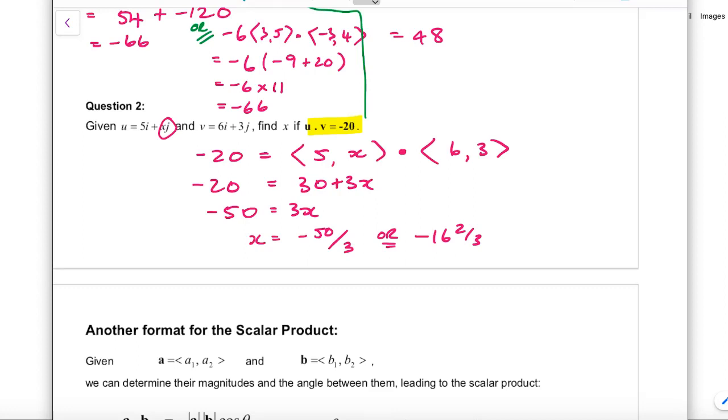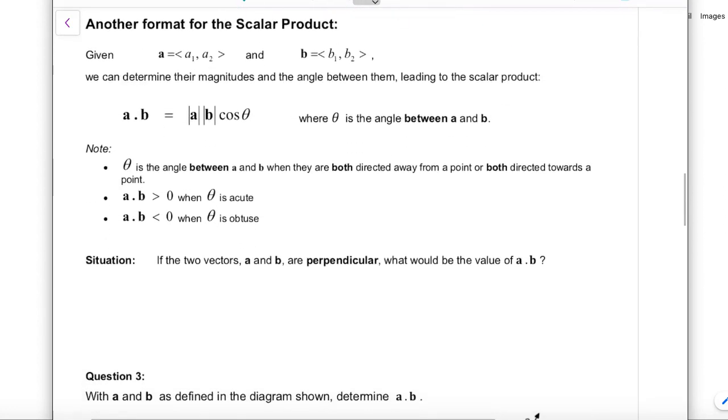Now we're going to have a look at another format for the scalar product. This is when we know the magnitudes of two vectors and the angle between them. If we've got these two vectors, whether in component form or with their magnitude and an angle, we can perform the scalar product. The scalar product is equivalent to the magnitude of A times the magnitude of B times the cos of the angle between A and B.